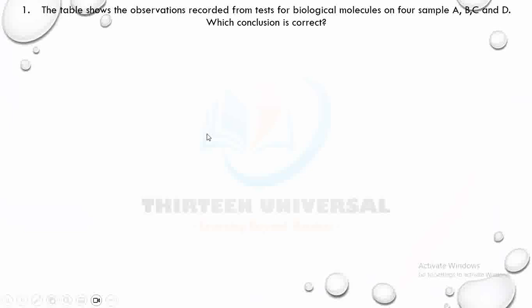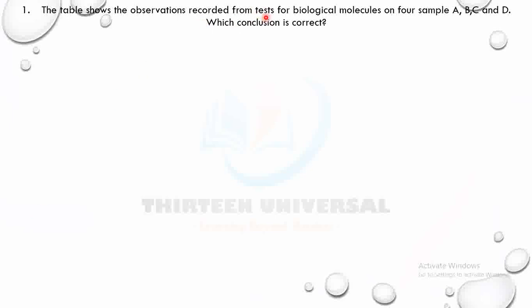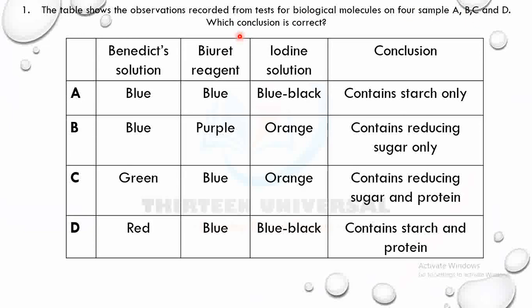So the table shows the observation recorded from tests for biological molecules on 4 samples. That's samples A, B, C, and D. Which conclusion is correct? So let's pause the video and try the conclusions, guys. If you want to, just pause the video and try it.